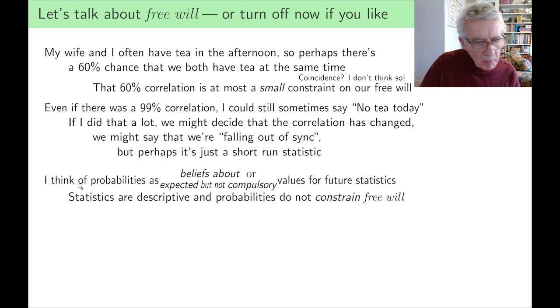So I think of probabilities as beliefs about, or expected but not compulsory values for, future short-run or long-run statistics. Of course, the literature on probability and statistics is huge, so this is a very glib sort of claim, but it seems to me that statistics are descriptive and probabilities don't constrain my free will. Hardly at all, unless I think to myself, I want this long-run statistic to be at 60%, in which case, yes, I've chosen to allow myself to be constrained by that statistic.